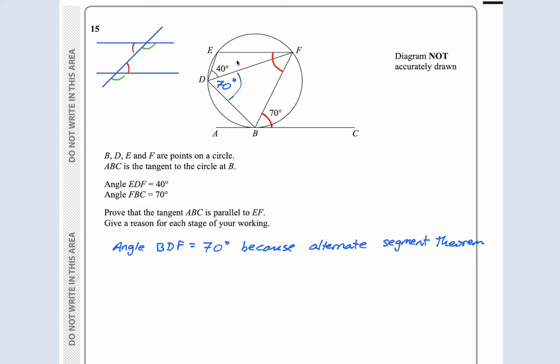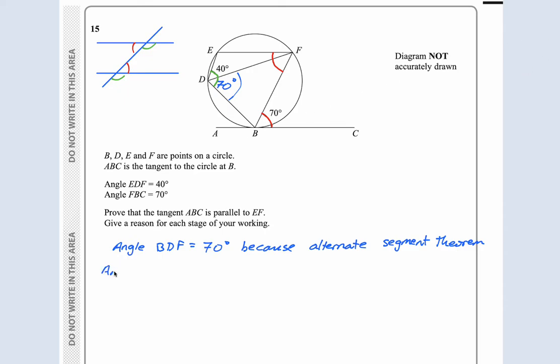Then, well, I can actually go straight now to this red angle. It has to be 70 because these two, okay, this angle here, the big one, and this angle here have to add up to 180 because of a cyclic quadrilateral. So the opposite angles in a cyclic quadrilateral add up to 180. Okay, so let's write that down.